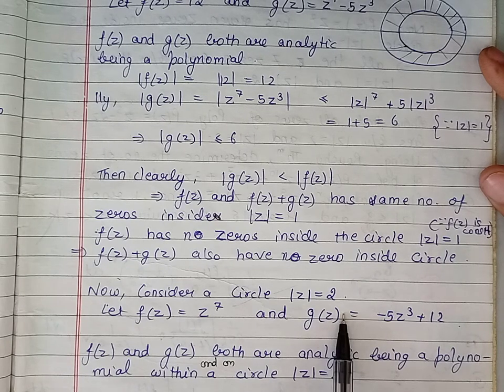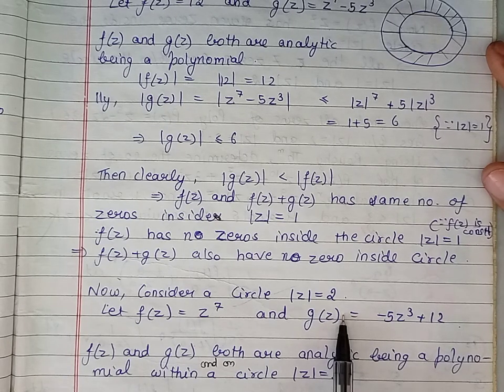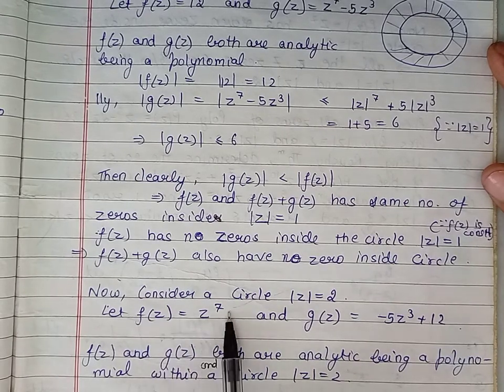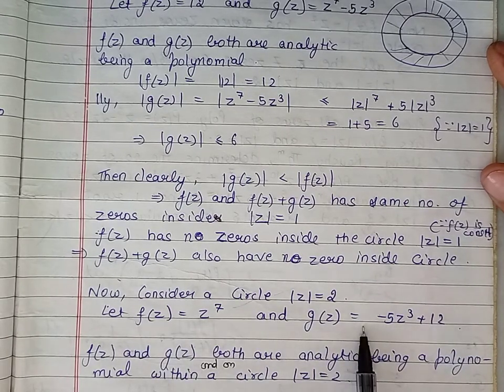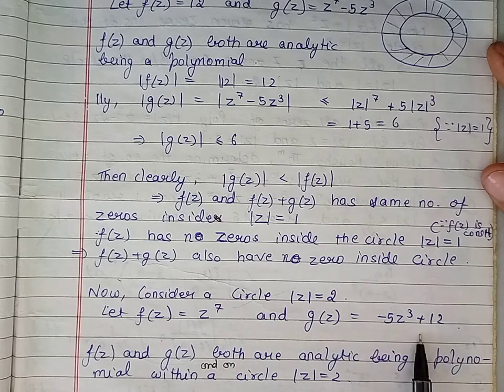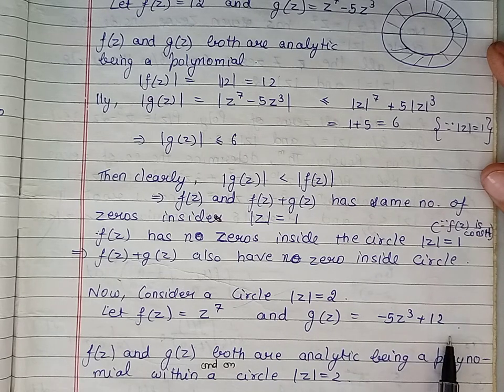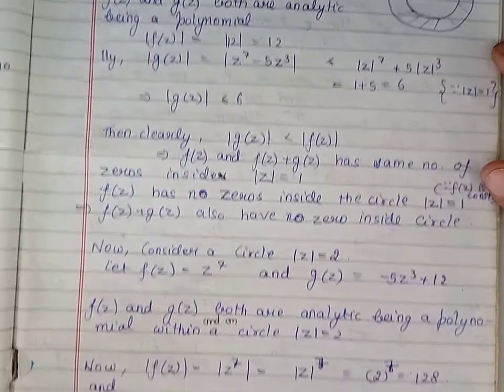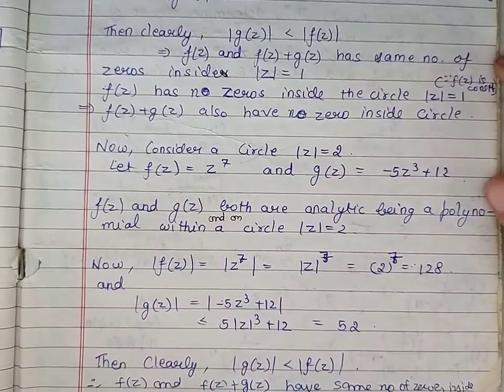Now let us again split the polynomial into two parts. One of the parts we have taken as f = z to the power 7, and the second we have taken as g = minus 5z cube plus 12. Now mod of this function f, that will be mod z raised to the power 7. Mod z is 2, so 2 raised to the power 7 will be 128.